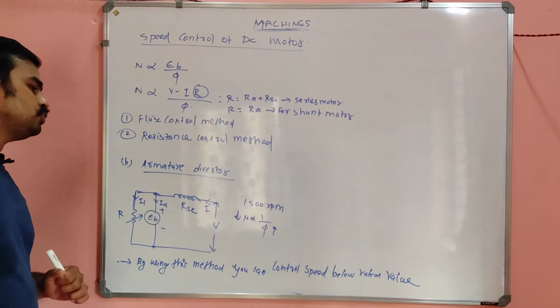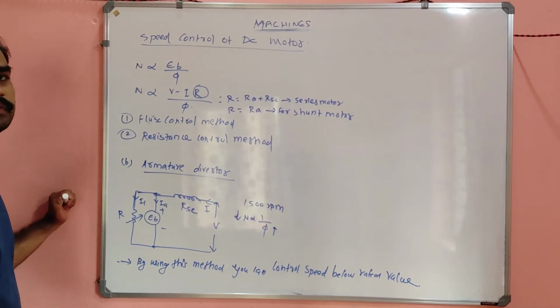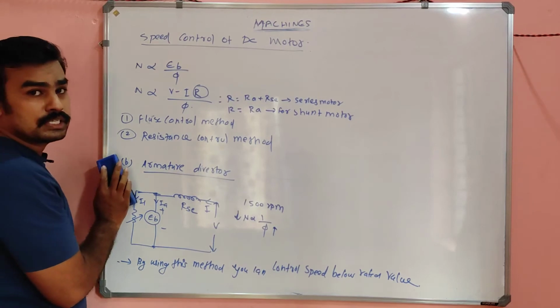Okay, so those are the two speed control mechanisms of the DC series motor. Okay, DC series motor. Is it clear? Is it clear? Okay, can I rub this?